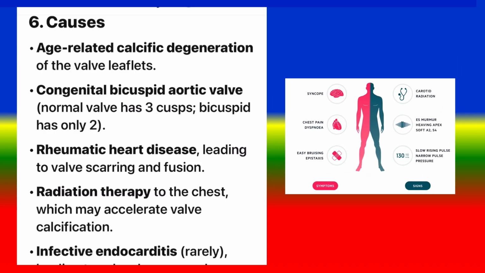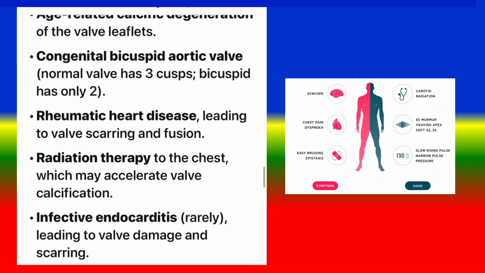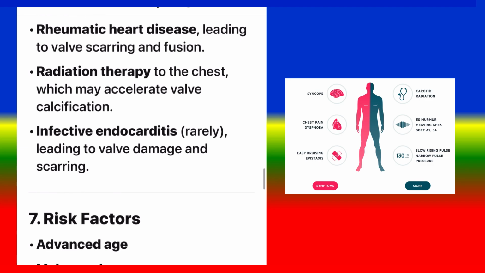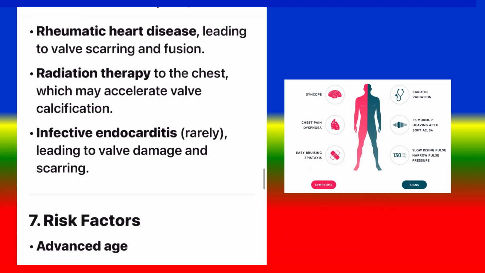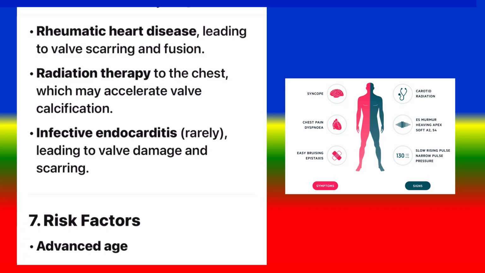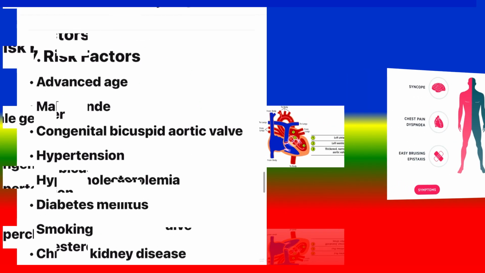6. Causes. Age-related calcific degeneration of the valve leaflets. Congenital bicuspid aortic valve. Normal valve has 3 cusps. Bicuspid has only 2. Rheumatic heart disease, leading to valve scarring and fusion. Radiation therapy to the chest, which may accelerate valve calcification. Infective endocarditis, rarely, leading to valve damage and scarring.